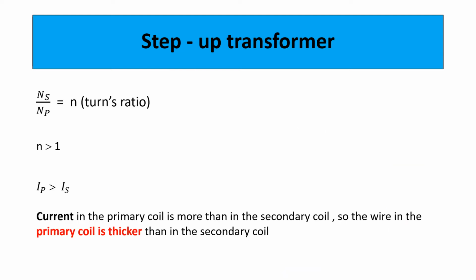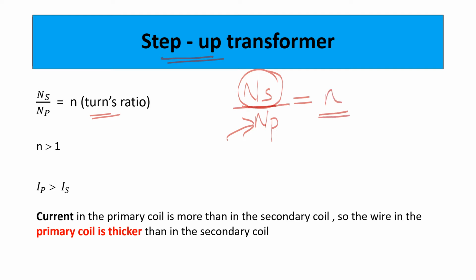We have already learned about turns ratio. Turns ratio is Ns divided by Np, where Ns is the number of turns on the secondary and Np represents the number of turns on the primary. In the case of a step-up transformer, Ns, the number of turns on the secondary, is always more than the number of turns on the primary. Therefore, this Ns by Np is the turns ratio, which is represented using the letter small n. This n will always be greater than 1 in the case of a step-up transformer.